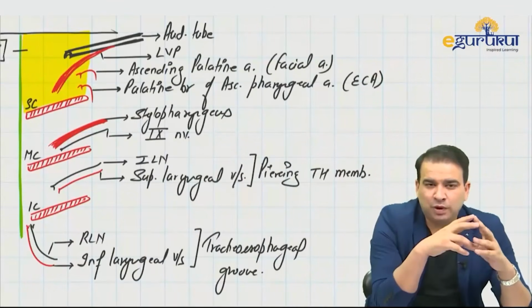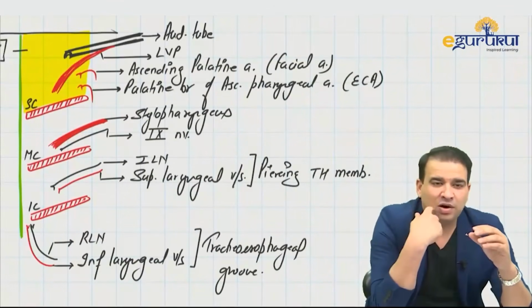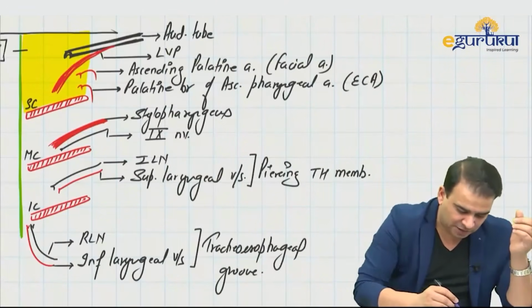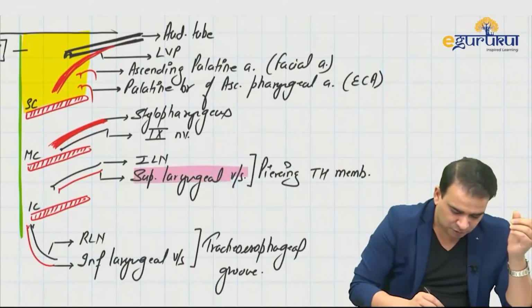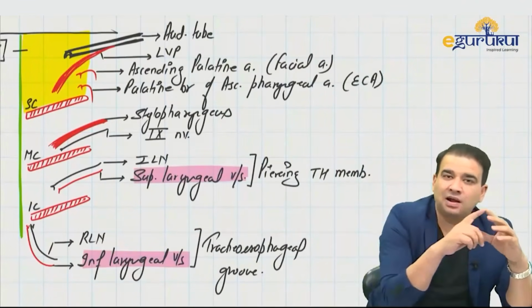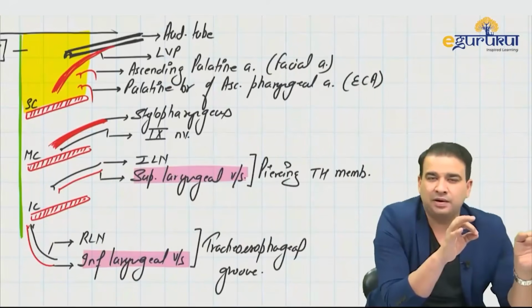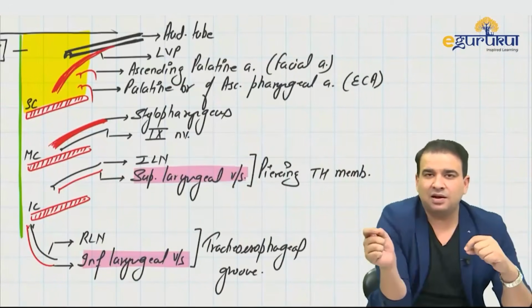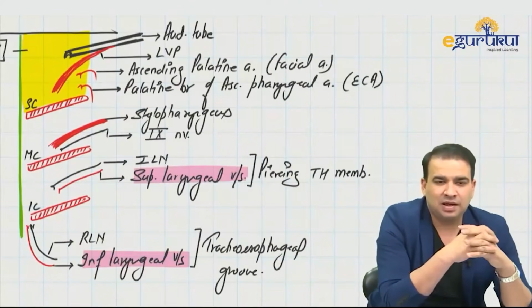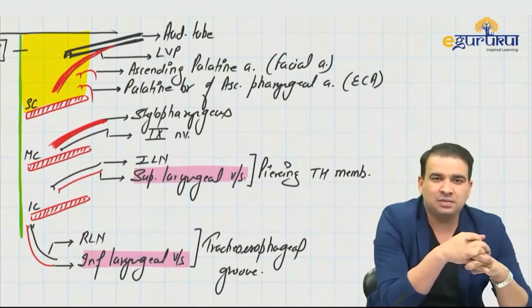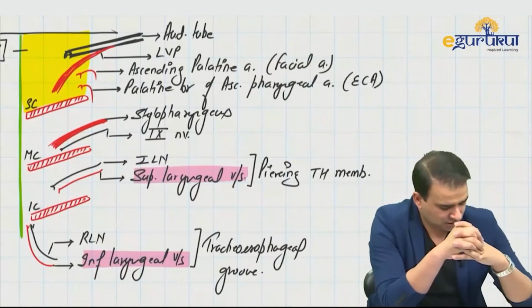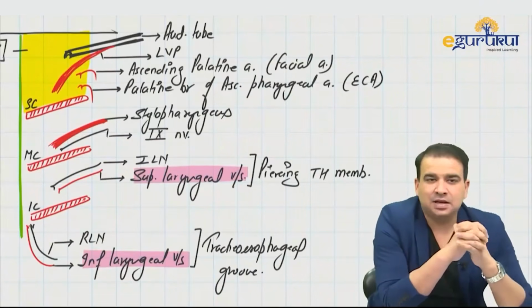The last two, just to remind you once again, guys, superior laryngeal and inferior laryngeal. Superior laryngeal vessel or superior laryngeal artery is a branch of superior thyroid. Inferior laryngeal artery is a branch of inferior thyroid. It is as simple as it goes. Superior laryngeal branch of superior thyroid, inferior laryngeal branch of inferior thyroid artery. So this is about the structures passing between the constrictor muscles.